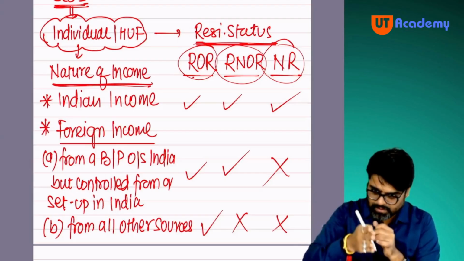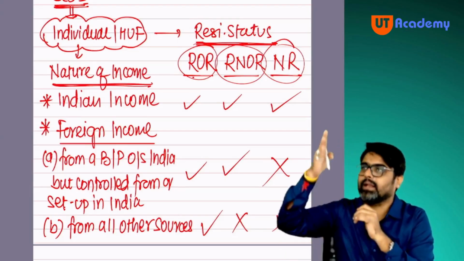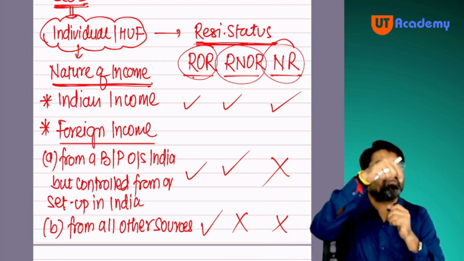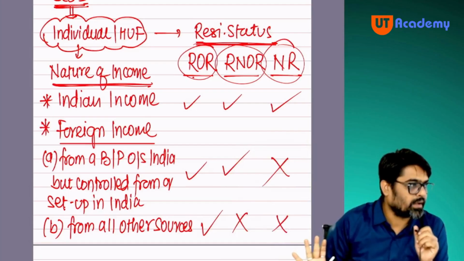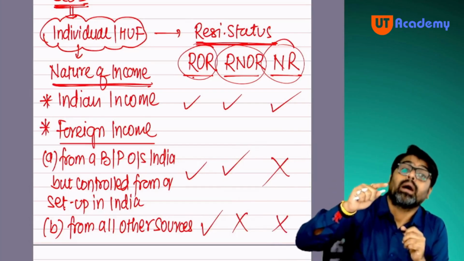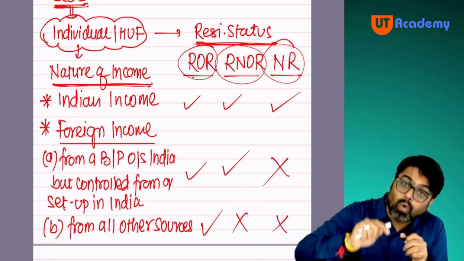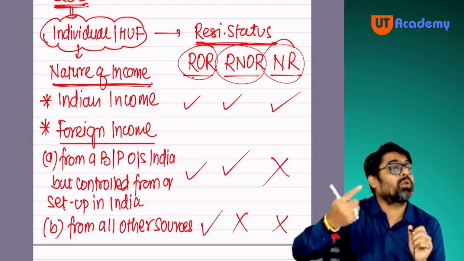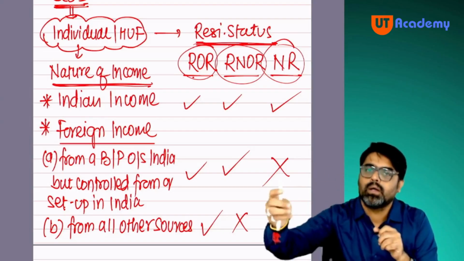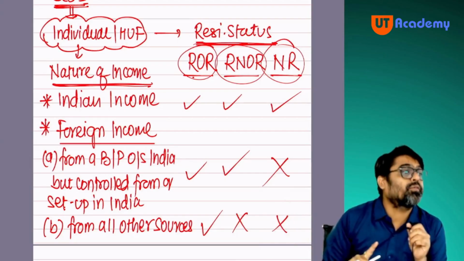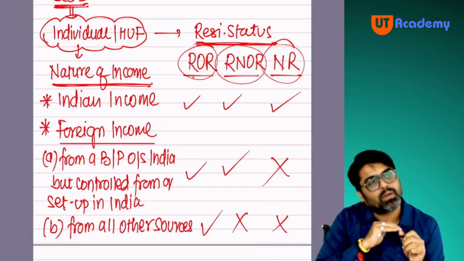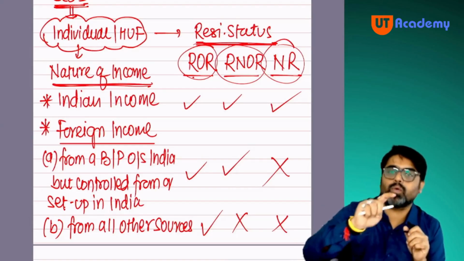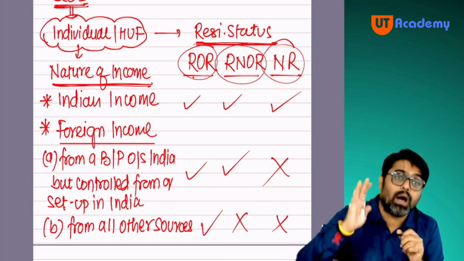First you will write ROR, then RNOR, then NR. So if you are ROR, RNOR or NR, your Indian income will always be included in the computation of your total income. If you are ROR or RNOR, only then your part A foreign income will be covered in the computation of your total income. That income will not be included if you are a non-resident. Yes or no? And if you are earning part B foreign income, that will not be included in the computation of your total income if you are RNOR or NR, which means that it will be included only if your status is ROR.